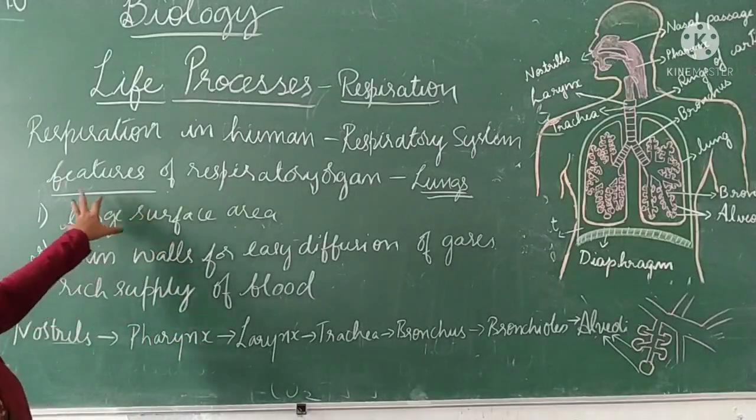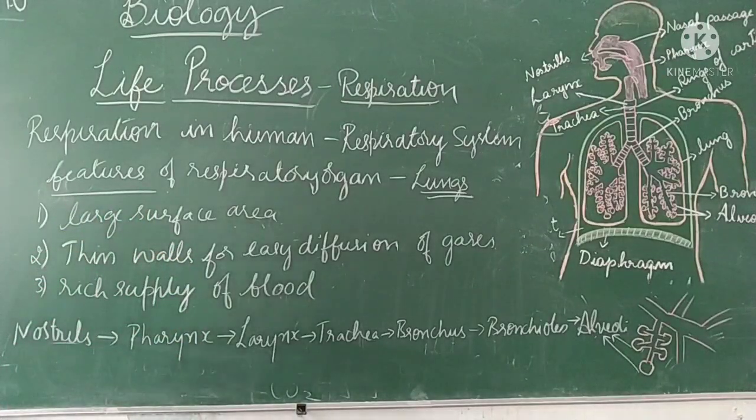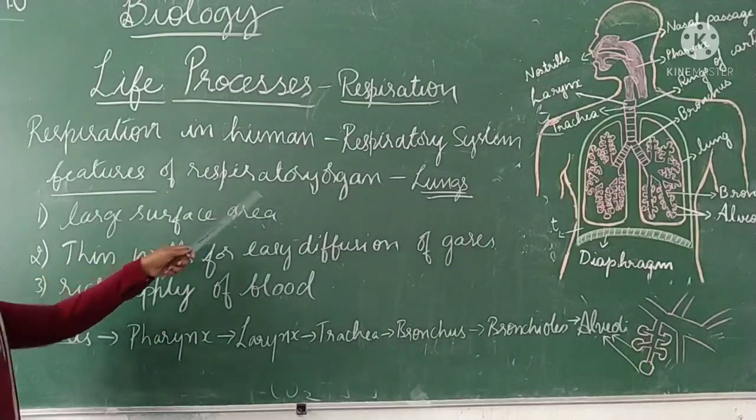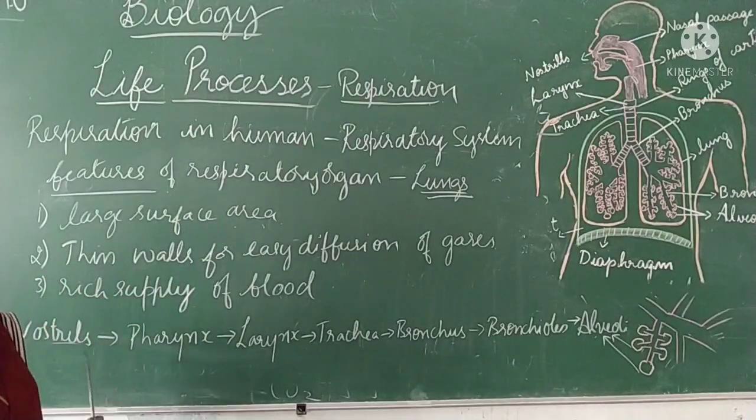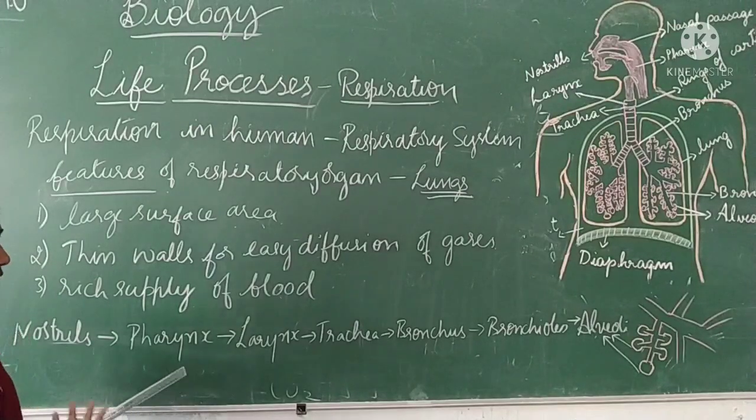I have told you about the features of a respiratory organ. What features should a respiratory organ have for the efficient exchange of gases? I said you will be comparing those features with our human respiratory system. So what is the first one you have learned? A respiratory organ should have a large surface area, in order to increase the amount of exchange of gases.